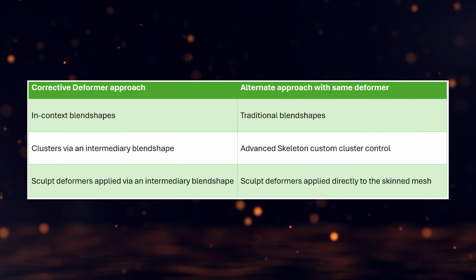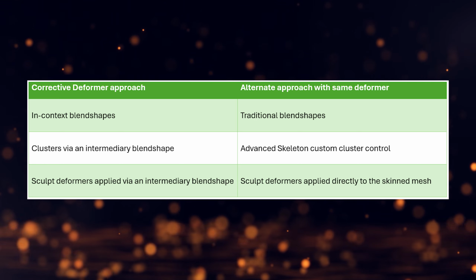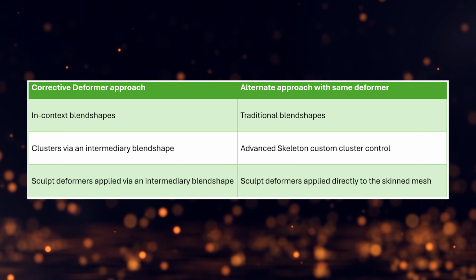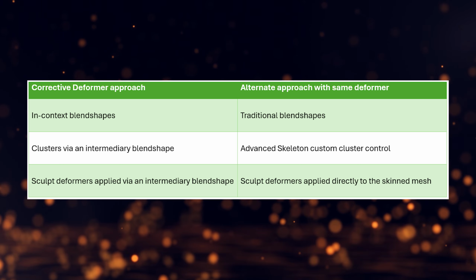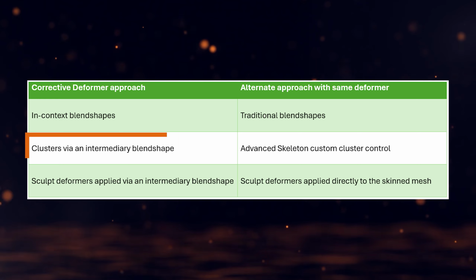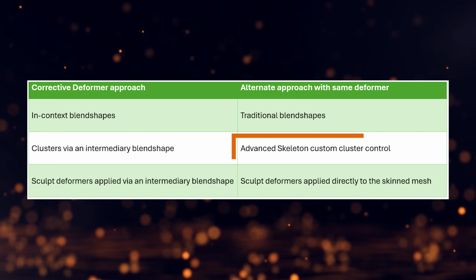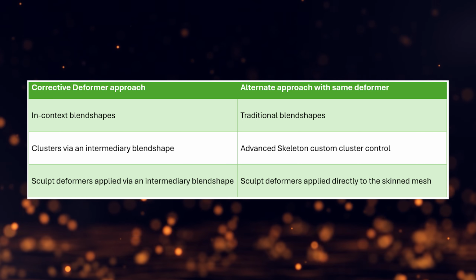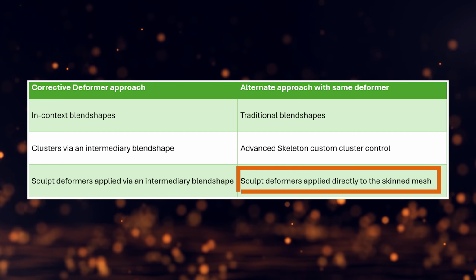So, amongst many things, you might be wondering, what is the difference between these duplicate solution types that use the same deformer? We have in-context blend shapes and traditional blend shapes. Then we have clusters via an intermediary blend shape versus advanced skeleton clusters. And finally, we have sculpt deformers applied also via an intermediary blend shape versus sculpt deformers applied directly to the skin mesh.